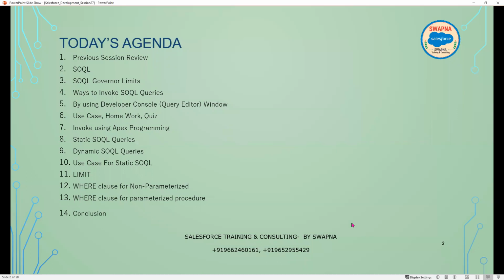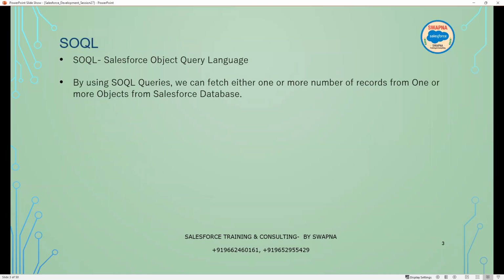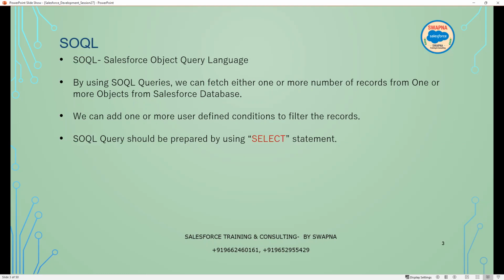Now let's see. SOQL is Salesforce Object Query Language. By using SOQL queries, we can fetch one or more records from one or more objects in the Salesforce database. And we can add one or more user-defined conditions to filter the records. And a SOQL query always starts with a select statement. Take a note of it.